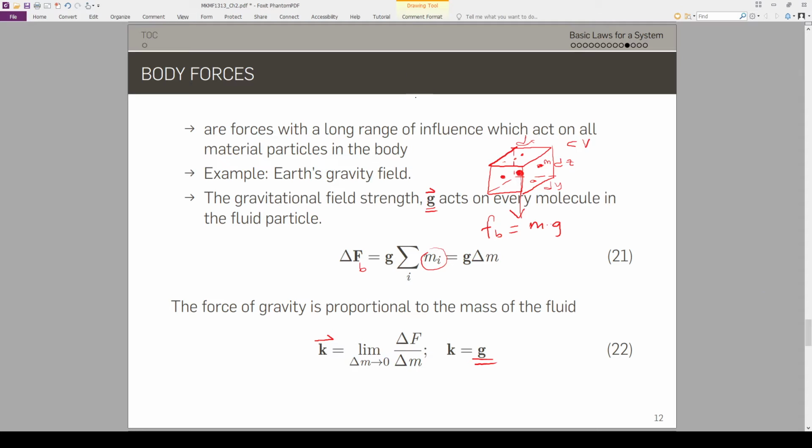The gravitational force is known to be proportional to the mass of the fluid, given by df over delta m, taking the limit of delta m close to zero, and it can be represented by vector k, where in our case the body force is purely contributed by the gravitational force. So the vector k can also be represented by the vector g as shown in equation number 22.